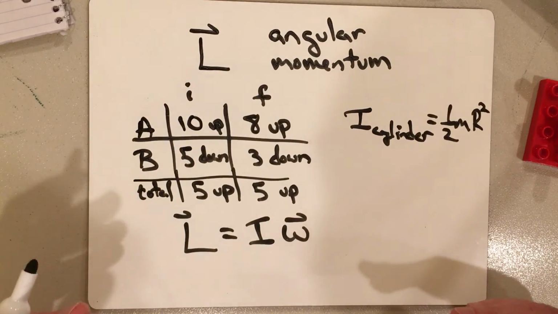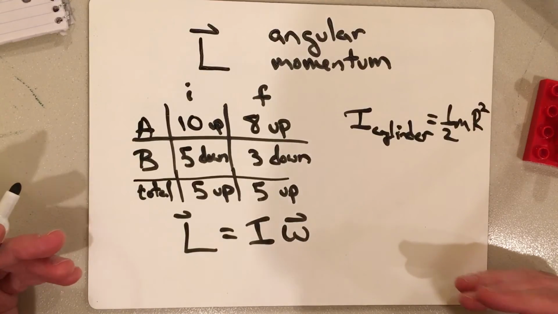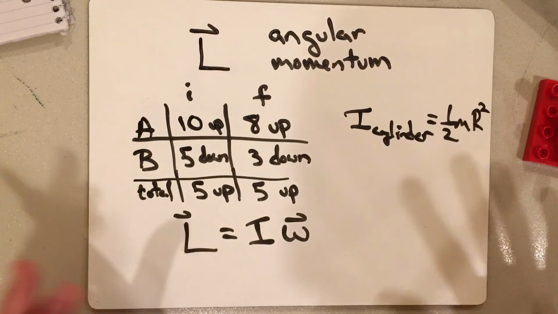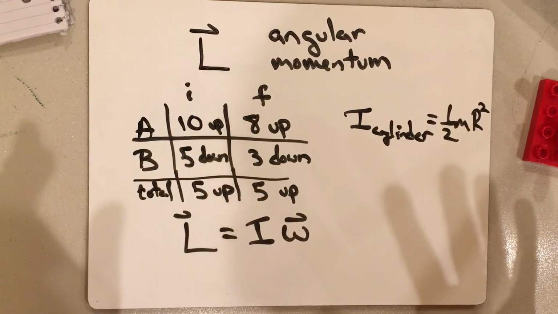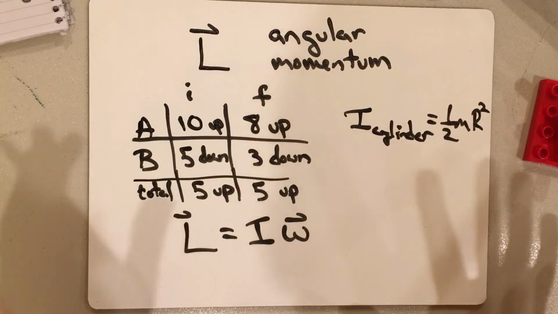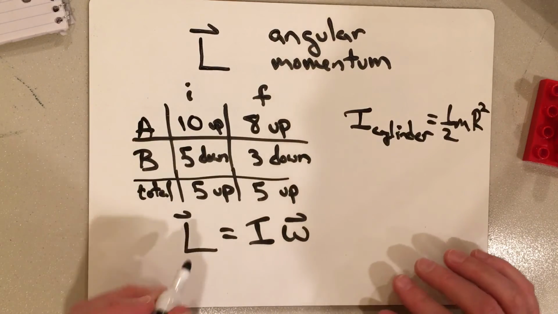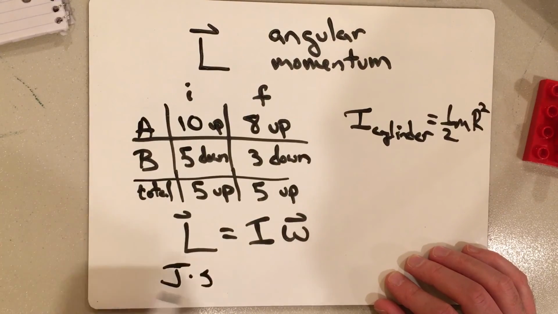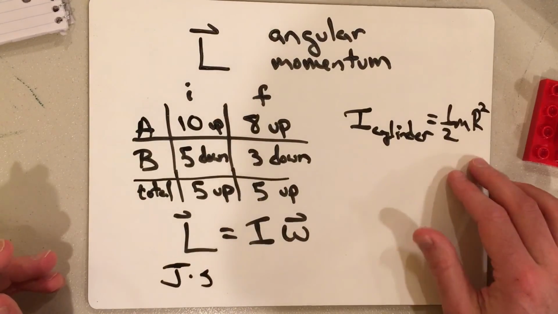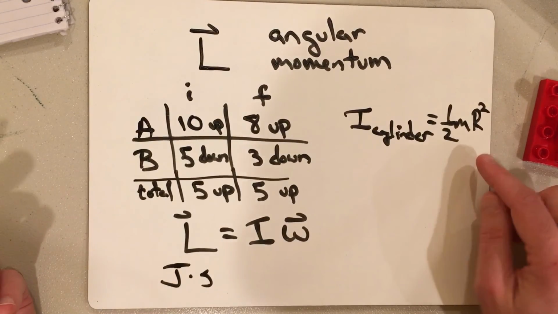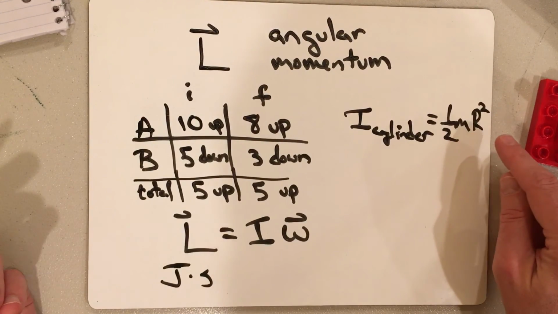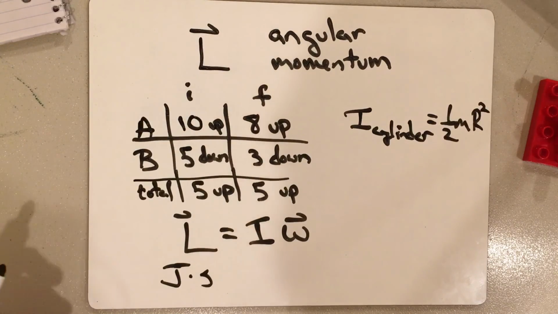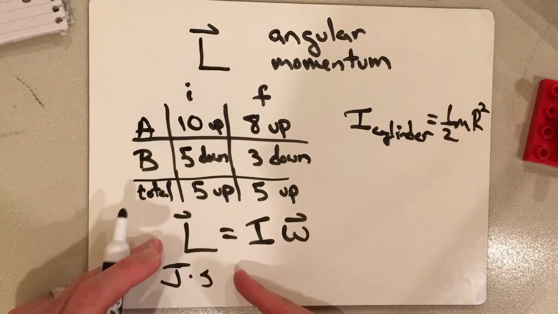The last thing I want to mention here is the units. Not moment of inertia, the angular momentum. The units for angular momentum are joule seconds. But we could talk about moment of inertia units, since that's pretty straightforward. These would be kilogram square meters. But yeah, for angular momentum, it's joule seconds.